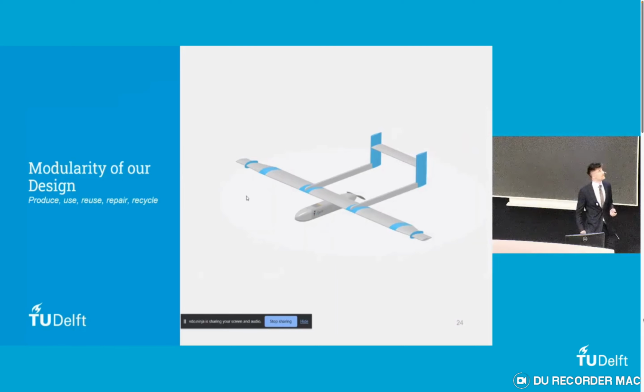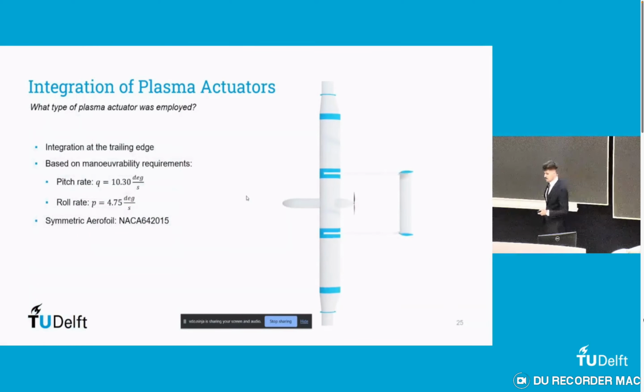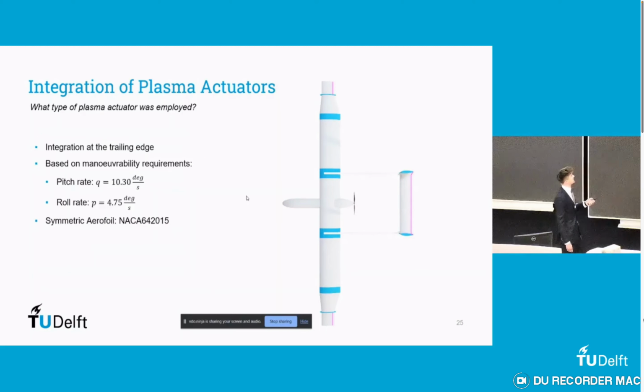So what I would like to do is to go a bit more into the integration of the plasma into our system and how we really take advantage of plasma. If you look at the plane here on the right-hand side, you can see the plasma actuators indicated with the little dotted lines on the ailerons, the elevator, and the rudder. So, on our control surfaces.